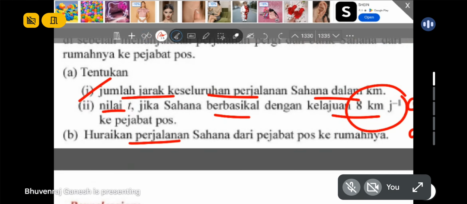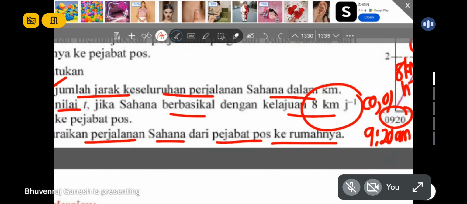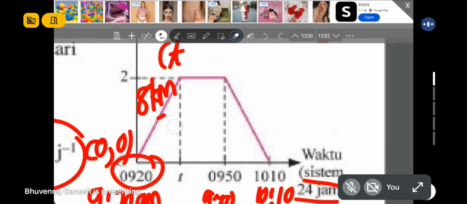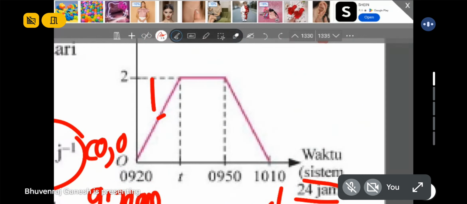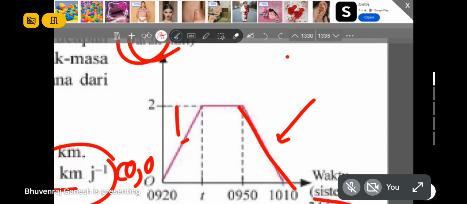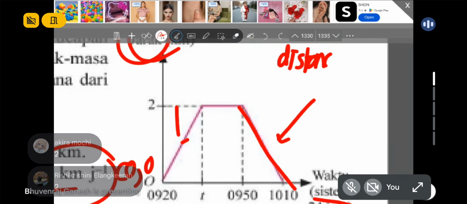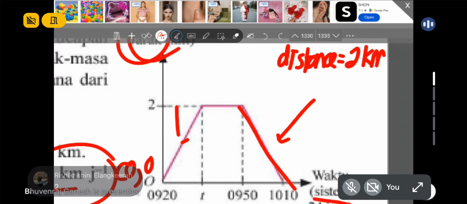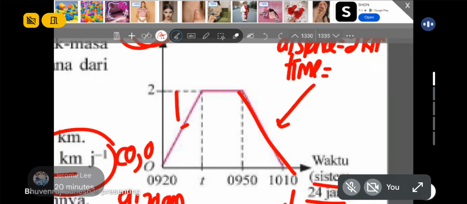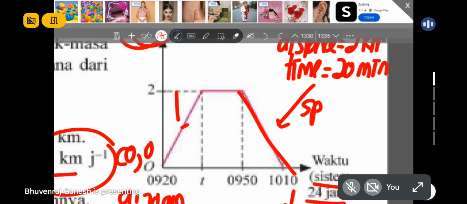And okay, so next one, part B. Okay, so now they ask you guys to describe the journey from pejabat pos kepada rumah. Okay, so this one guys. So now it's described already. So you must know what are the quantities for this part. Okay, so again, distance guys, we start one by one. What is the distance over here? Jarak. Yes. Okay, so distance is 2 km. Okay, what is the time, guys? Masa? You can tell in minutes lah. Yeah. Okay, you guys will get 20 minutes, correct? Okay, so what is the speed? Laju?